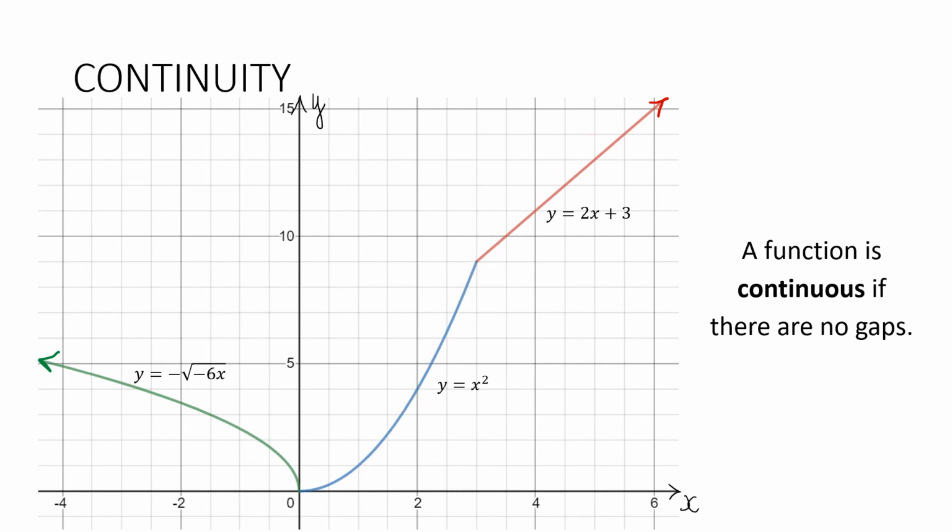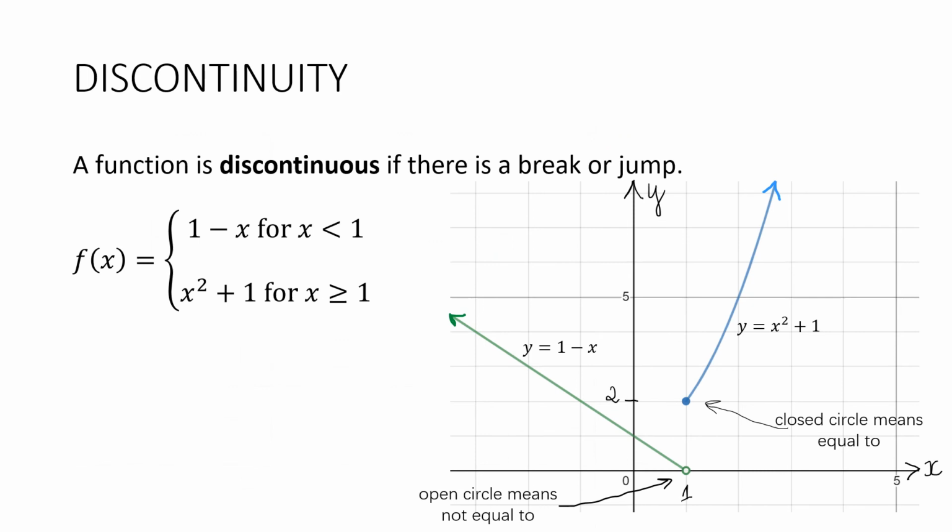Now a function is continuous if there are no gaps. So if it goes seamlessly from one into the other, which this one does. So this is a continuous function. A function is discontinuous if there is a break or a jump. We can see that here. Now it might surprise you to know that this is still a function. As we go along, there is only ever one y value for any given x value, even here. Because we've got the open circle, which means not equal to, and the closed circle, which means equal to, at this particular point, x equals 1, y is equal to 2.